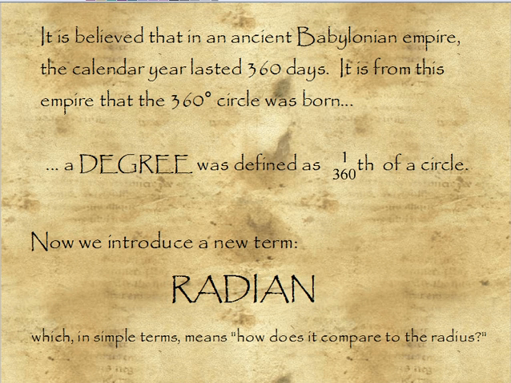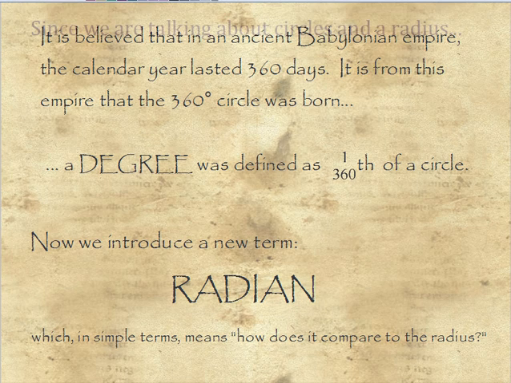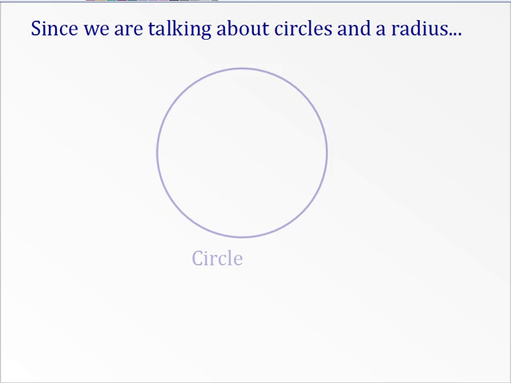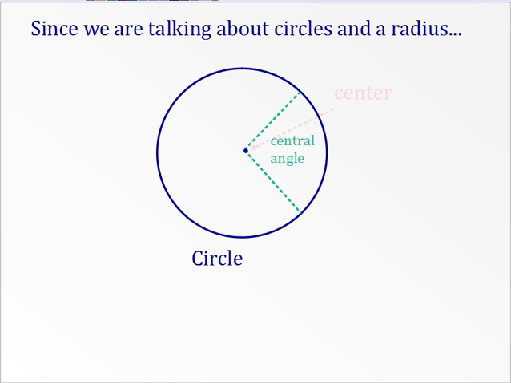Radian, in extremely simple terms, means how does it compare to the radius? Keep that in mind. We're comparing an object to the radius. So since we're talking about a circle and a radius, let's start with a circle. All circles have a center. If I make an angle using the center of a circle, it's called a central angle. And I'm talking about the angle right in here, where the vertex of the angle is the center of the circle.